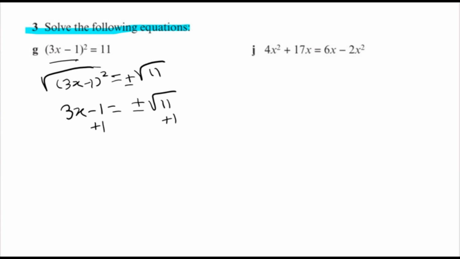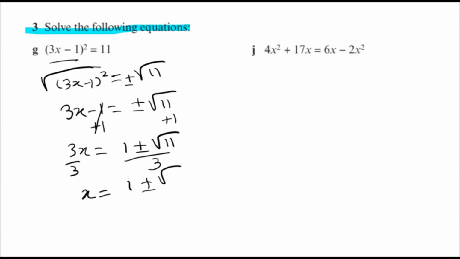Plus 1 on both sides. So 3x is equal to 1 plus or minus root 11. Now we have to solve for x. So divide by 3 on both sides. So x is equal to 1 plus or minus root 11, all over 3.